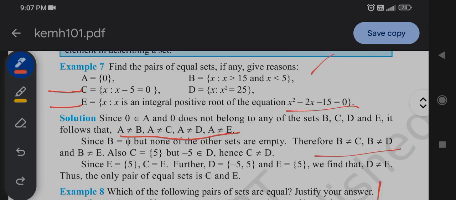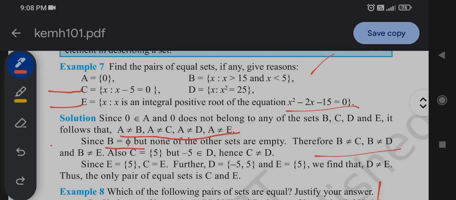Solution, since 0 belongs to A and 0 does not belong to any of the sets B, C, D, E, it follows that A not equal to B, A not equal to C, A not equal to D, and A not equal to E. Since B is equal to the empty set, but none of the other sets are empty, therefore B not equal to C, B not equal to D, and B not equal to E.